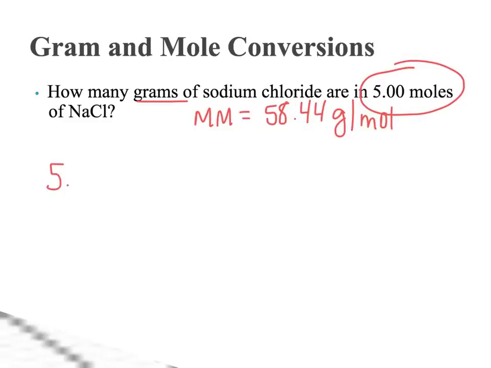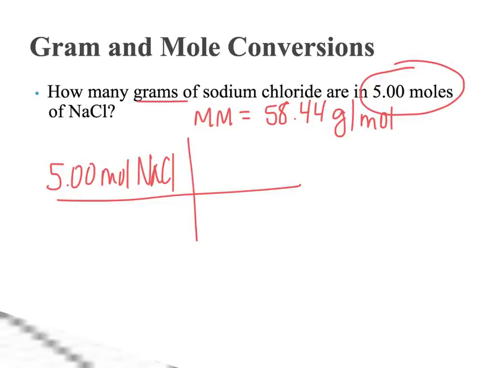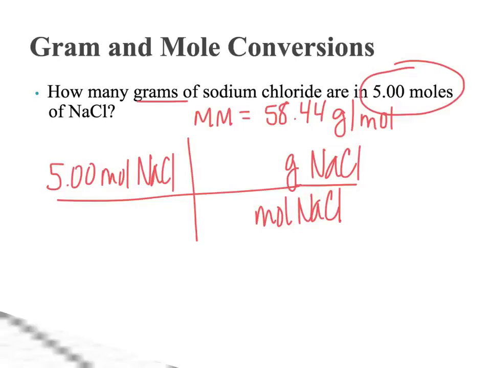So here we go with 5.00 moles of sodium chloride. We draw our grid. We know we want to get rid of moles of sodium chloride, so it immediately goes on the bottom. Okay? And we are wanting to go to grams of sodium chloride, so we put it on the top. It's always per 1 mole, and that means the 58.44 goes on the top. We cancel and cancel. We have 2 numbers on the top, so that means we're going to multiply.